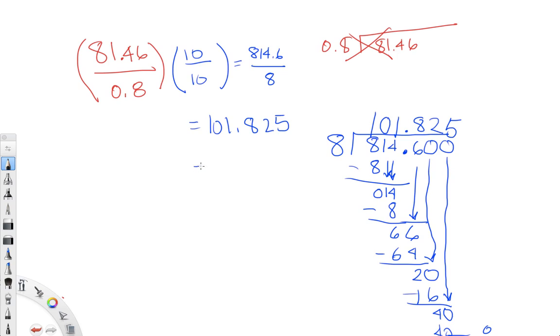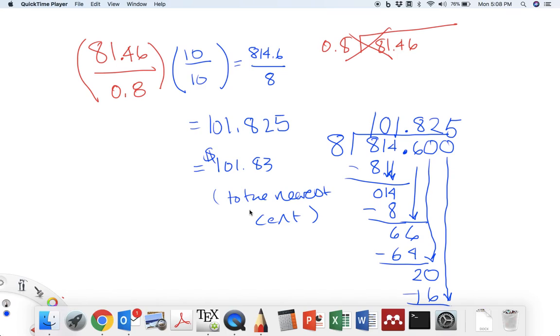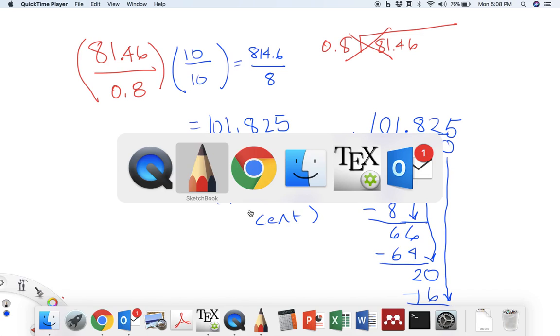So this number is 101.825, but to the nearest cent, so this number to the nearest cent is this number. So that's how you do long division, and that's how you solve that other problem.